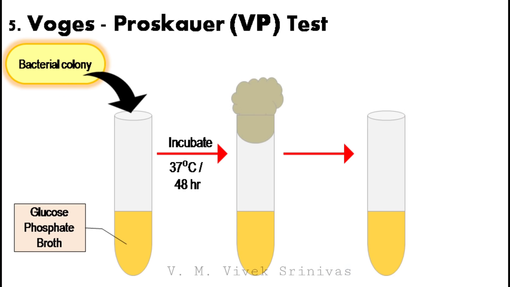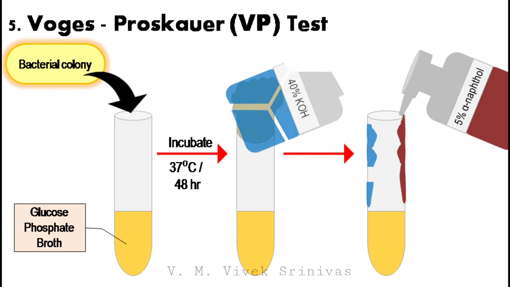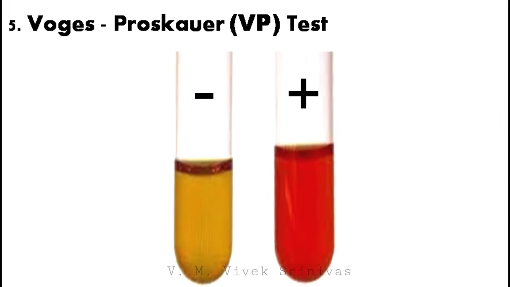In contrast, following addition of the 5% alpha naphthol and the 40% potassium hydroxide, if there is no color change, it indicates the test is negative for the VP test. For example, the E. coli bacterial organism is negative for the VP test. This is the procedure for the VP test. This is the photograph showing the positive and the negative test result of the VP test.